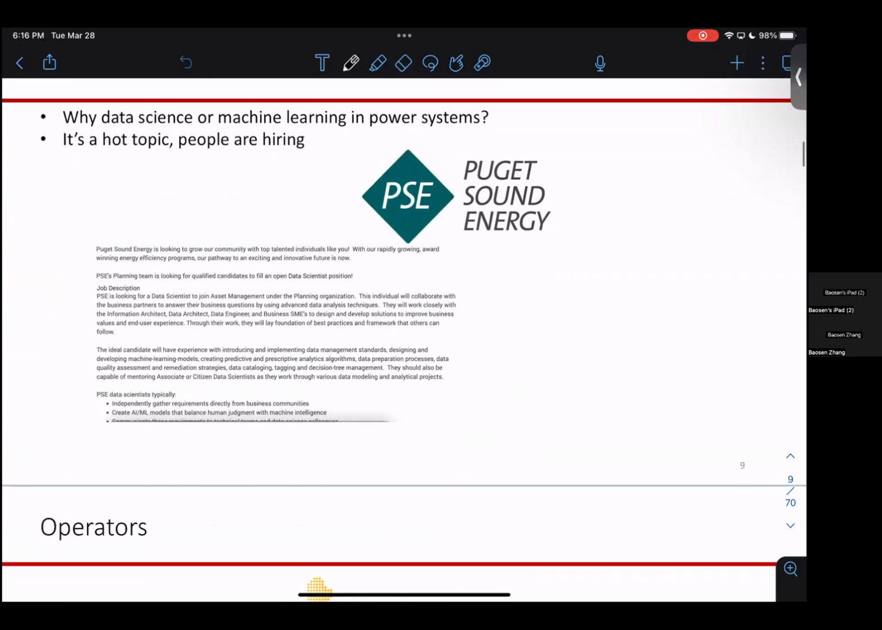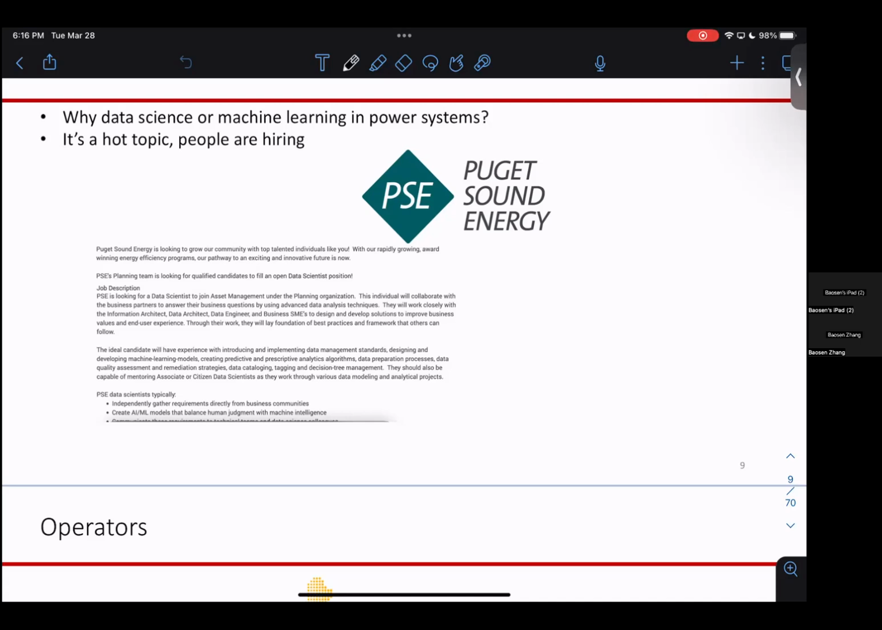So let's look at the course. Why use data science or machine learning in power systems? To some extent, this is the question that we're trying to answer throughout the course. The whole course is giving a feeling of what questions can be answered by learning or machine learning, and how you combine your system knowledge and learning. But on a more immediate level, there's hiring.